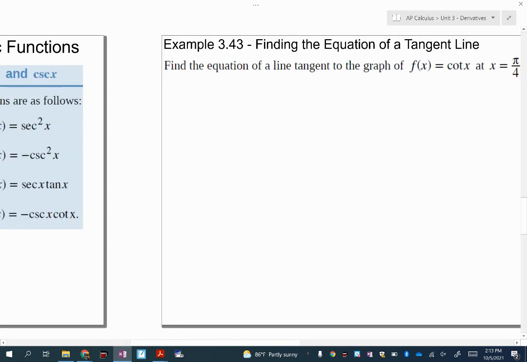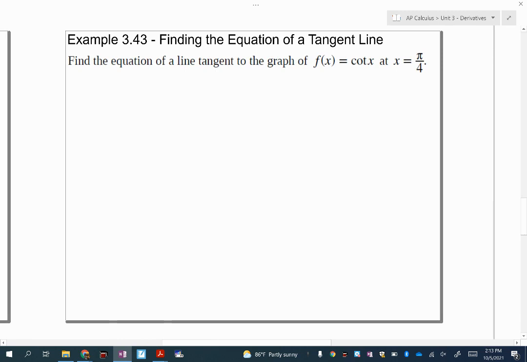Okay, let's go to this one. It says to find the equation of a line that's tangent to the graph f of x equals cotangent of x at x equals pi over 4. Now, we did a problem just like this in lesson 3.3. The only difference now is that we have to deal with a trig function as opposed to, I believe it was, a quadratic function. Okay, so it's the same process. The work might feel a little bit more challenging because it is involving some trigonometry.